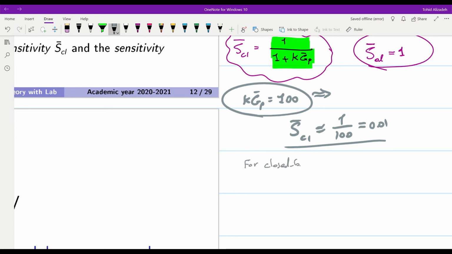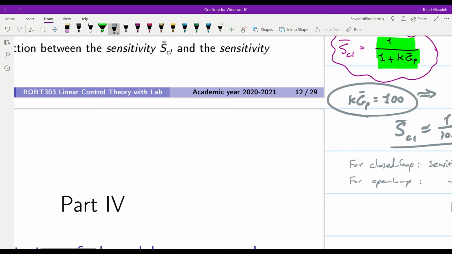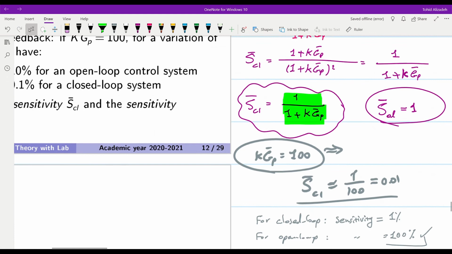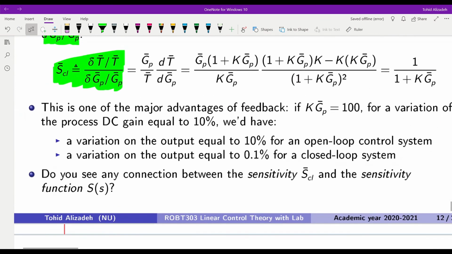So for closed loop systems, sensitivity will be around 1%, while for the open loop systems, the sensitivity will be equal to 100%. This is something that we already have seen. And by getting 1% sensitivity for the closed loop system, we can have this statement.